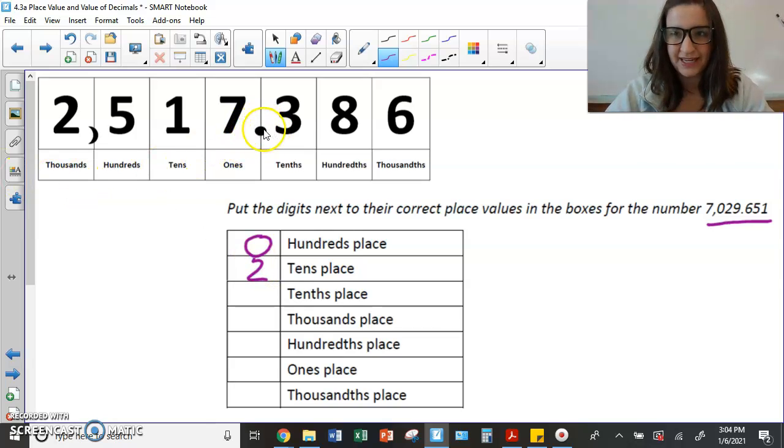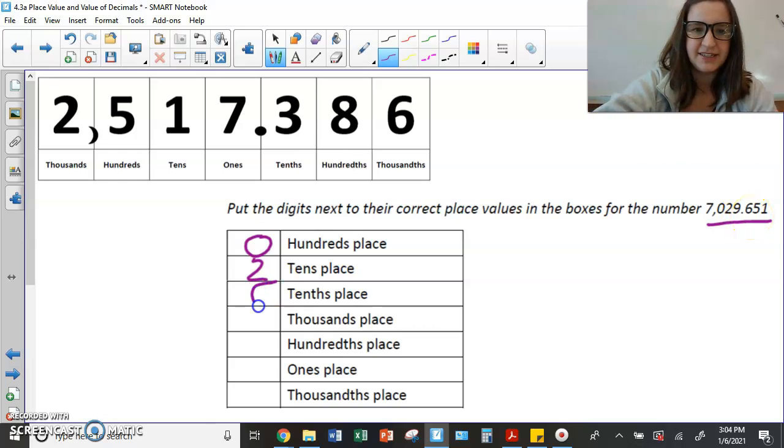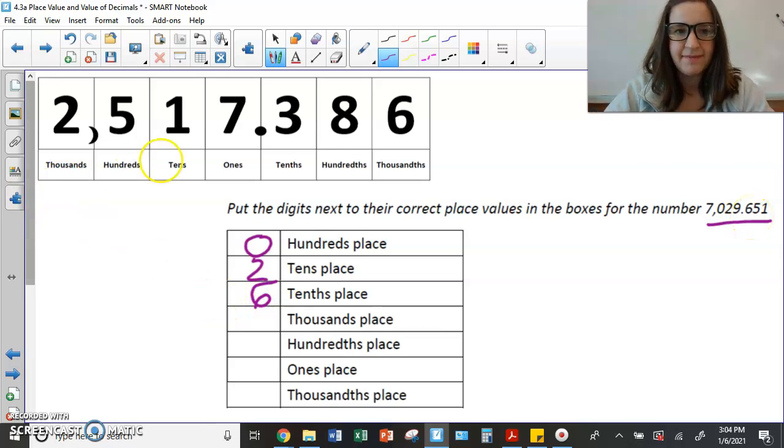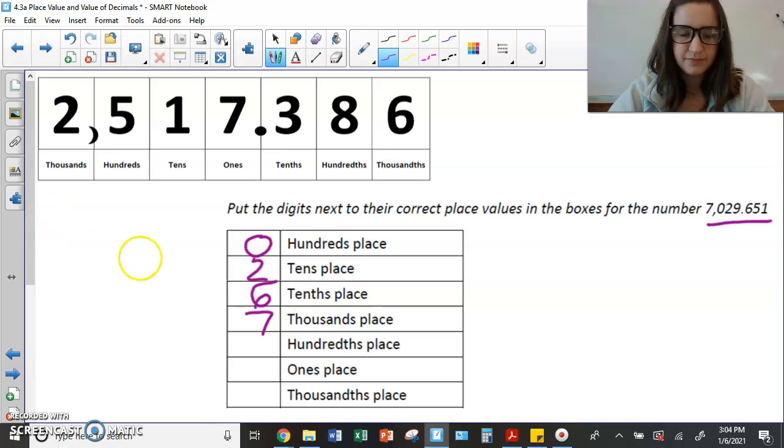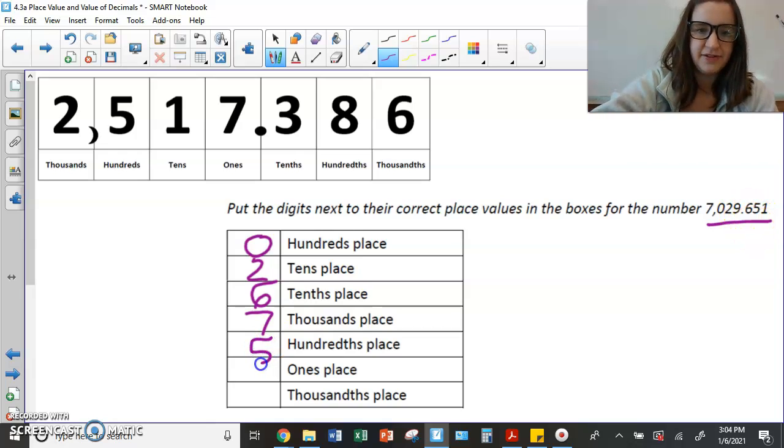My tenths place is 1 place to the right of my decimal point. So 1 place to the right of my decimal point over here is the 6. And then I have my thousands, which is 1, 2, 3, 4 places to the left. So I count 1, 2, 3, 4 places to the left over here. So that's a 7. My hundredths place is 1, 2 places to the right. So 1, 2 places to the right over here, that's a 5.